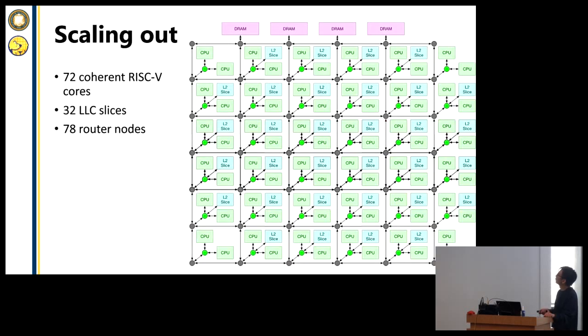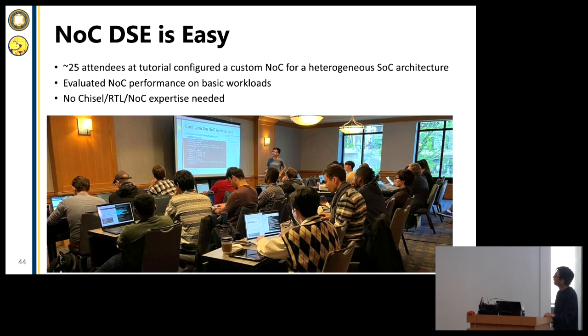For scaling out, we can build relatively large systems here. In this case, we have 72 coherent RISC-V cores, 32 slices of LLC, 4 DRAM channels, and there are 78 router nodes in this NoC. So last year at MICRO, to show this is really easy, we ran a tutorial, the Chipyard Firestorm tutorial, and part of that was basically having the attendees configure a Constellation network on chip on their own, generate the network and evaluate some very simple workload running on top of it.